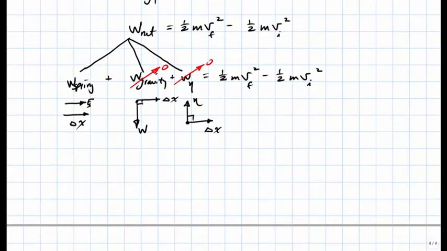And so the equation reduces to the following. The work done by the spring just equals 1/2 mvf squared minus 1/2 mv initial squared. Let's also note that the object begins with a velocity of 0. It starts from rest, so this term also disappears.